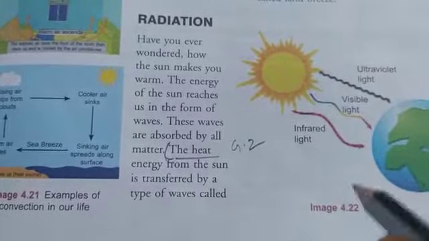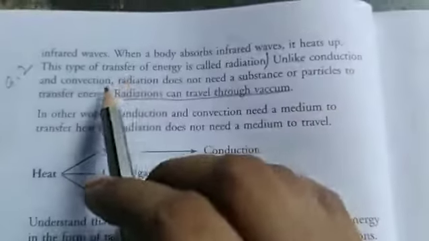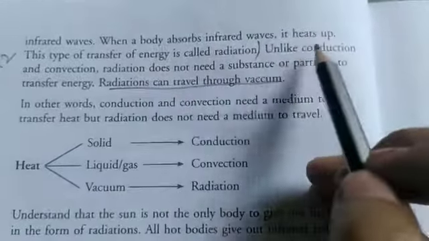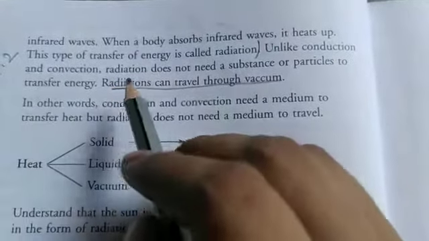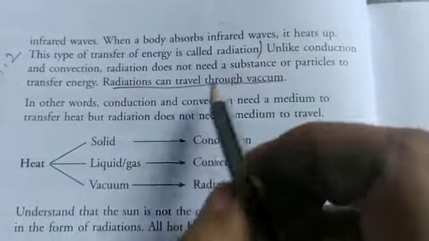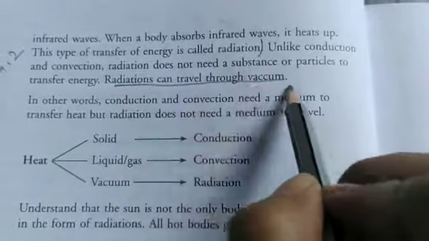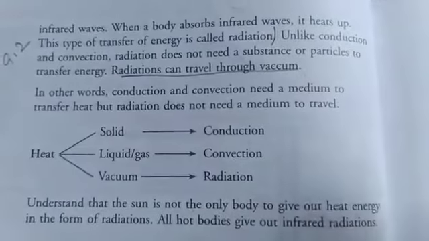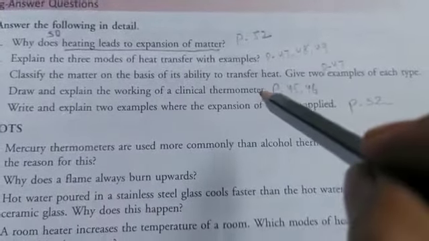Next for radiation, in the same G number 2, radiation, you will write the heat energy from the sun is transferred by a type of waves, infrared waves. When a body absorbs infrared waves, it heats up. This type of transfer of energy is called radiation. Then radiations can travel through vacuum. Only this much.